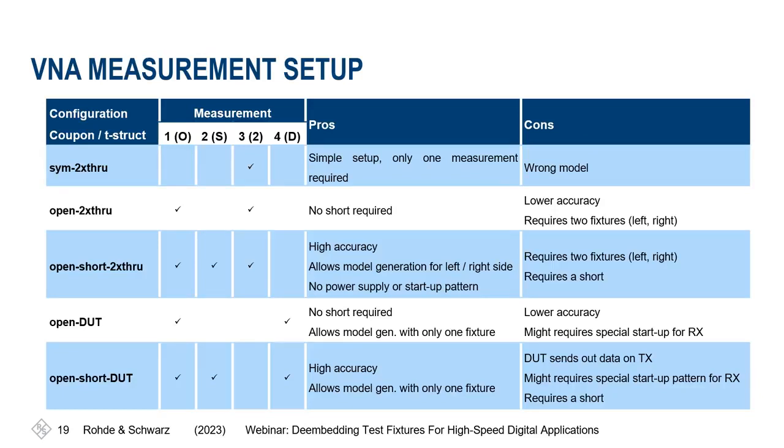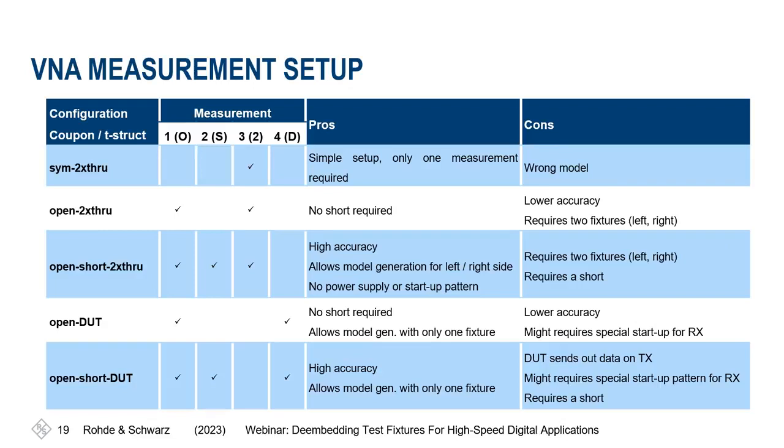And then as an addition is the open short 2x through. Similar to the previous one, it has a higher accuracy. It allows model generation for left and right side, and you don't need something specifically on the startup pattern. The con on this side is essentially that you require a short. You may not always have a short.